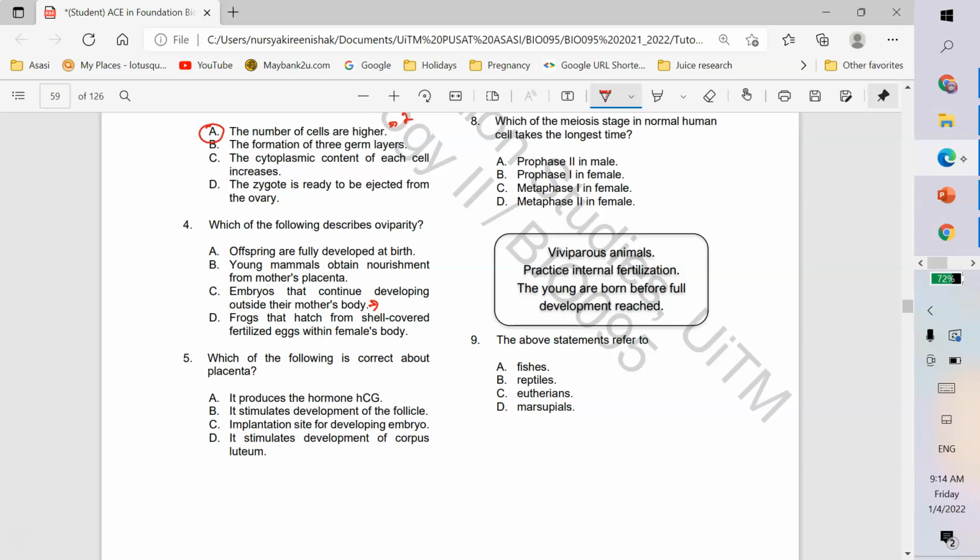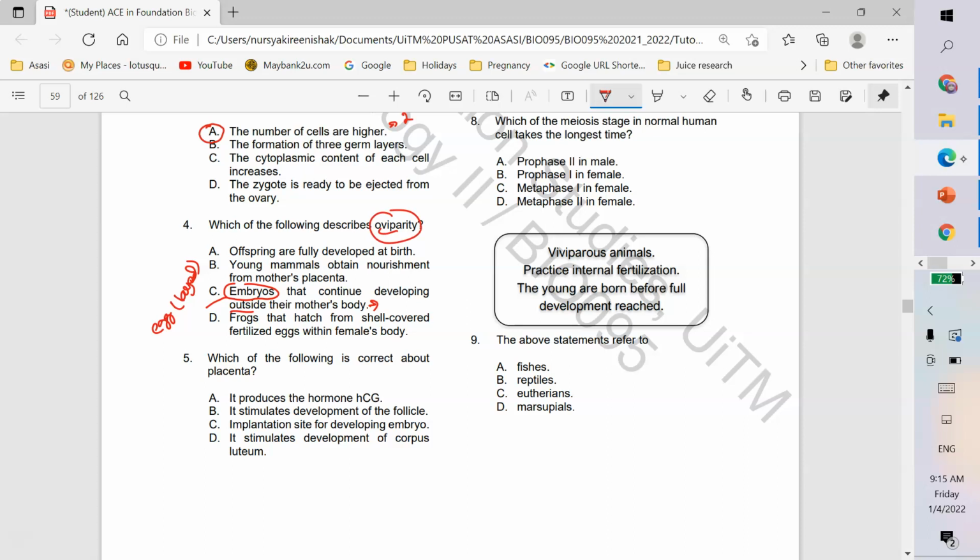Placenta luar badan mak ke? Tak. Oh. The embryo will be protected in what? If outside the mother's body. Eggshell. Egg, kan? So eggs that are laid outside of the mother's body, kan? So that is oviparity. Contohnya apa? Ayam, itik, kan? Ular yang bertelur, for example, ataupun even frogs. Frogs is oviparous animal, okay, oviparous.